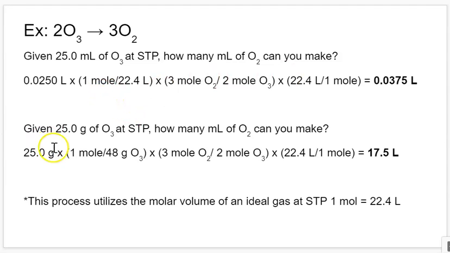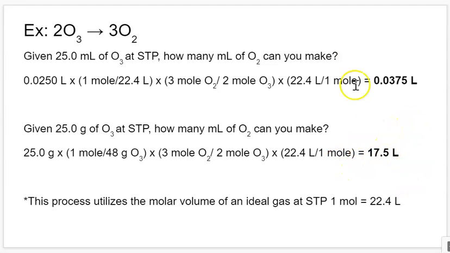So now let's look at the 25 grams of ozone example. We're still at standard temperature and pressure, so we can still use our molar volume of an ideal gas. So we have our 25 grams. This time we're going to have to convert that into moles using the molar mass of ozone. We multiply by the same ratio to get 2 moles of oxygen. And then since we're trying to get to volume of oxygen, we can just multiply by the 22.4 liters per 1 mole again. We end up with 17.5 liters.